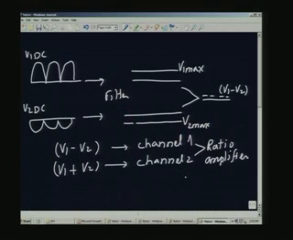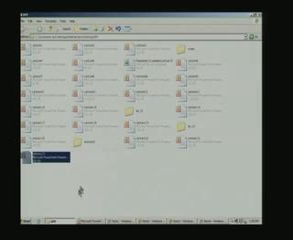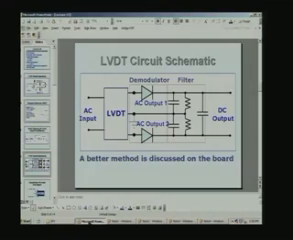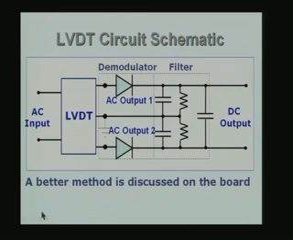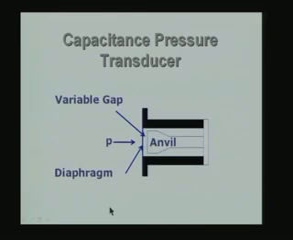So, with this we will now look at a different type of pressure transducer, and I will go back to the presentation in the form of a slide here. I am showing a capacitance pressure transducer just to indicate the nature of the capacitance transducer. It essentially consists of a diaphragm, as is indicated here.